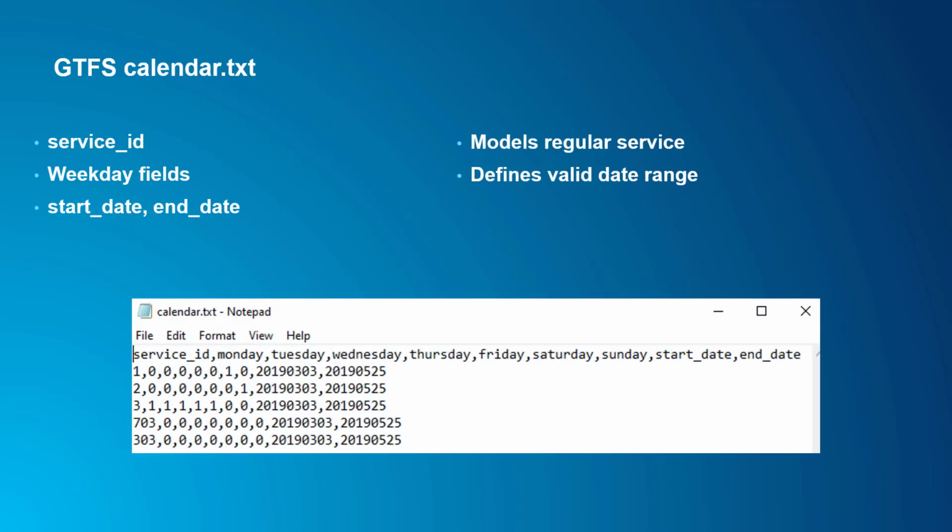The calendar.txt file defines regular public transit service on ordinary weekdays. The service ID uniquely identifies the pattern of service and relates to the other files. The weekday fields like Monday, Tuesday, etc. define whether this service ID runs on that particular weekday. For example, you might have one ID for weekday trips and one for weekend service. The start date and end date fields define the overall date range during which that service runs and is valid.